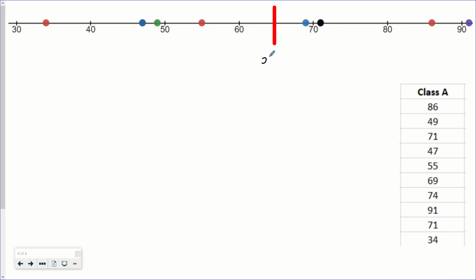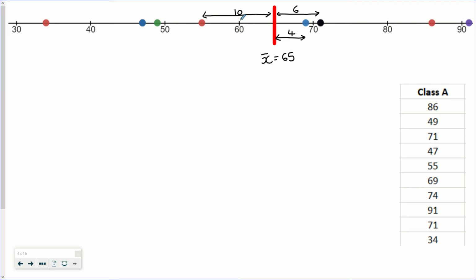We found in the previous video that x bar for class A, let's round it to the nearest whole number, was 65. So what we want to do is measure, on average, how far the data points are away from the mean. If we look at this blue data point, which is at 69, that's a distance of 4 away. And if we look at this black data point, which is at 71, that's a distance of 6 away. And we could also do the same for this red data point to the left of the average, which is a distance of 10 away.